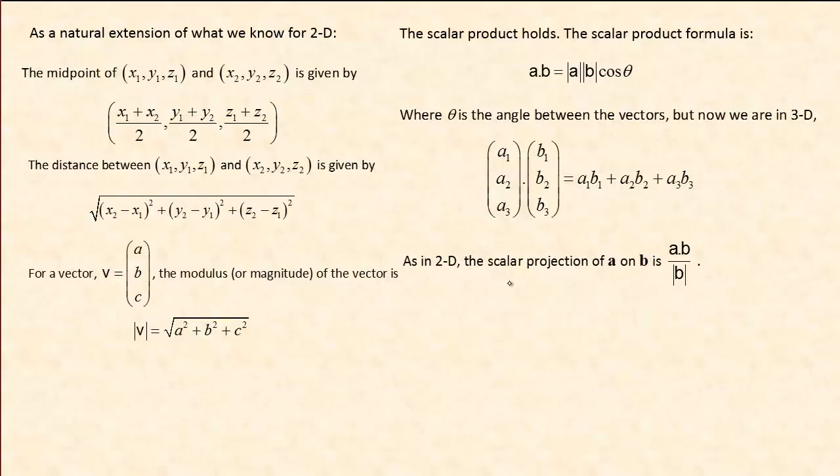As in 2D, the scalar projection of a on b is a dot b divided by mod b. And of course we know how to calculate a dot b, and we know how to calculate mod b.